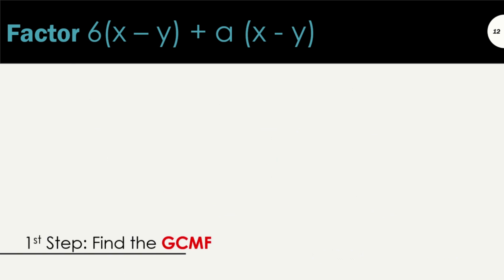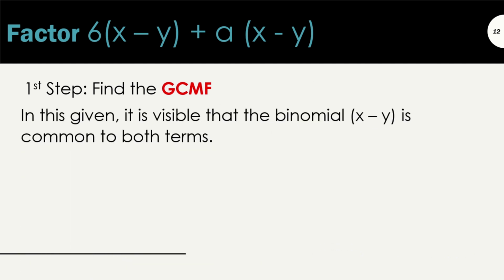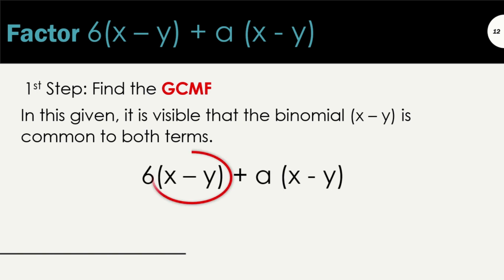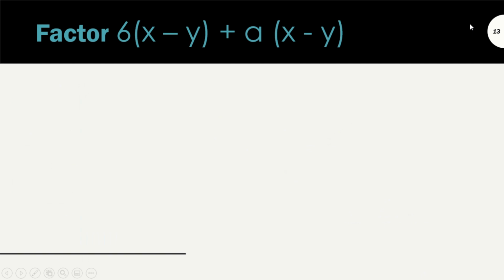And now, for our last example, sunod ulit tayo sa step. Step 1 is find the GCMF. So, for this given, it is visible that the binomial x minus y is common to both terms. So, yun yung nakikita natin na common na talaga sa kanila. So, therefore, ang gagawin lamang natin dito is we will get the common terms x minus y. And then, ito na yung ating GCMF.